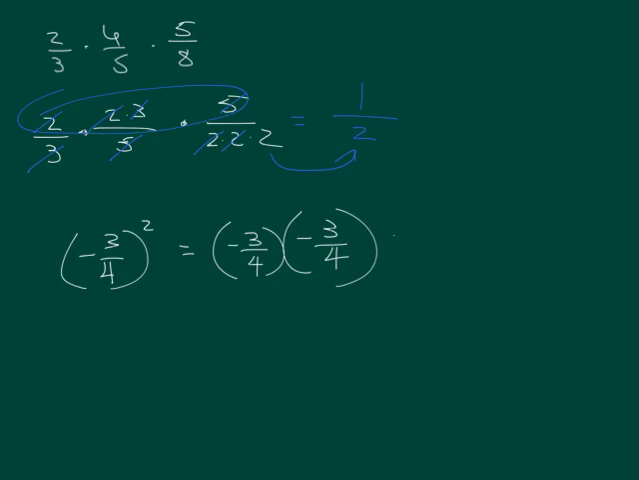2 negatives give you a positive answer, and I'll put that plus sign just to remind me that it's positive. Then I multiply my numerators. 3 times 3 is 9. Multiply my denominators. 4 times 4 is 16. And I am done.